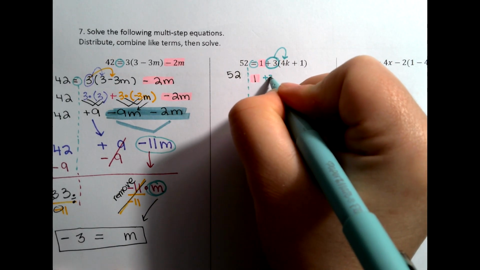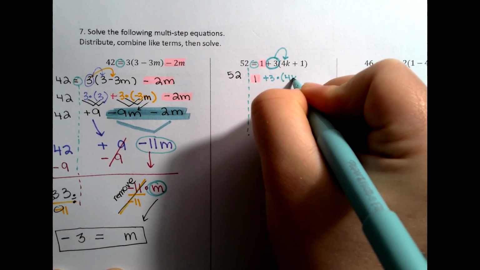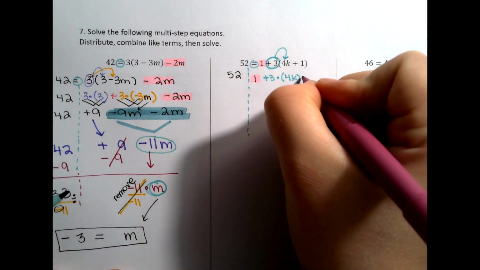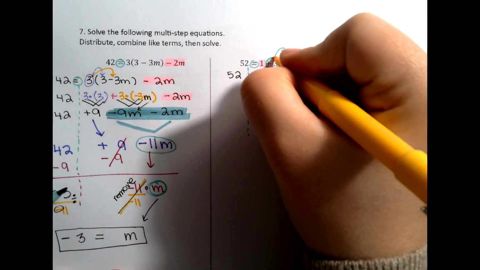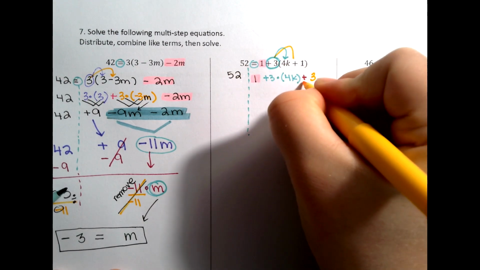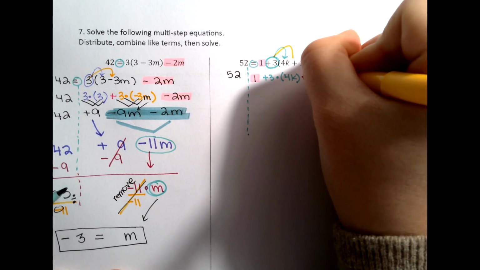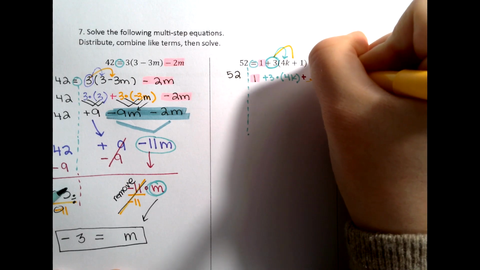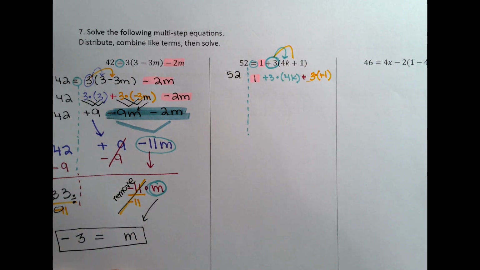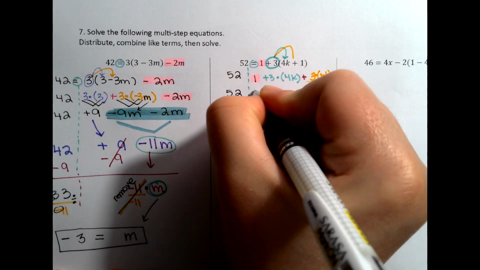So positive 3 times open 4k, close it, and positive 3. We can just put positive 3 because there's already a plus there. Positive 3 times open, times positive 1. Make sure that you're multiplying here. Let's go ahead and bring down that 52 and that 1. That's not going to change.